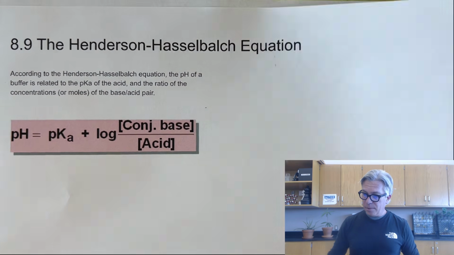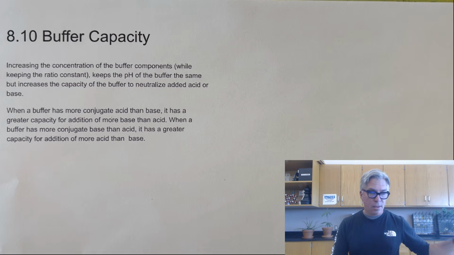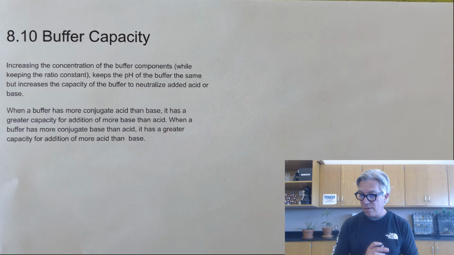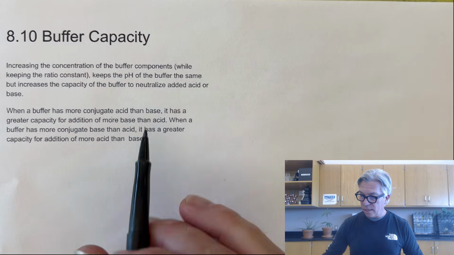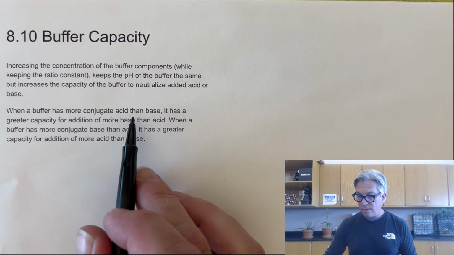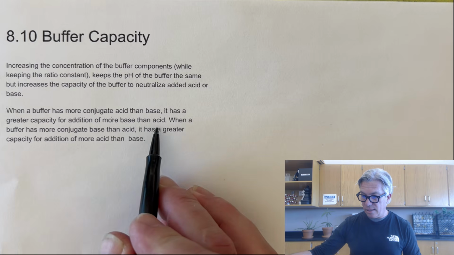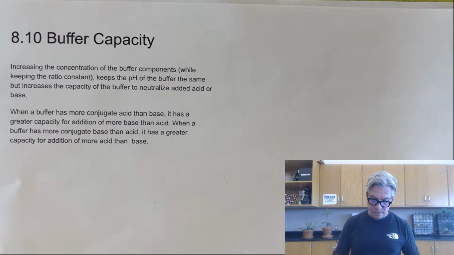And finally, buffer capacity. Quick note about buffer capacity here at the end of our review. That's section 8.10. Increasing the concentration of the buffer components keeps the pH of the buffer the same, but increases the capacity of the buffer to neutralize added acid or base. And when a buffer has more of the conjugate acid than base, it has a greater capacity for addition of more base than acid. When a buffer has more conjugate base than acid, it has a greater capacity for addition of more acid than base.